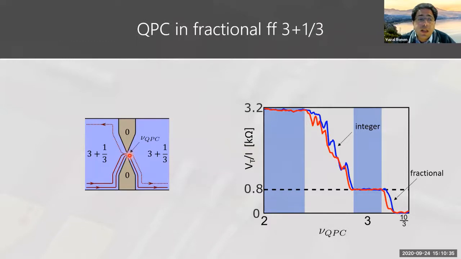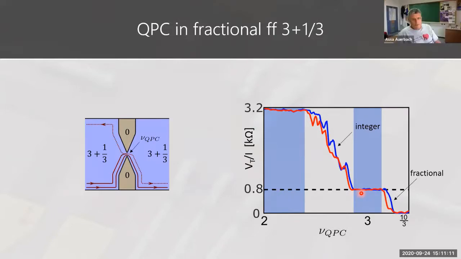So if the filling of the new QPC is 10/3, which means 3 plus 1/3, all the edges are just continuing, right? If all the edges are just continuing, a measurement of VT is like a measurement of RXX, right? So that's why you see here 0, because all the edges are just continuing. Now, if 1/3 is coming back, then I should see 0.8 kilo. I can do this calculation, but that's the reason you see this 800 ohm.